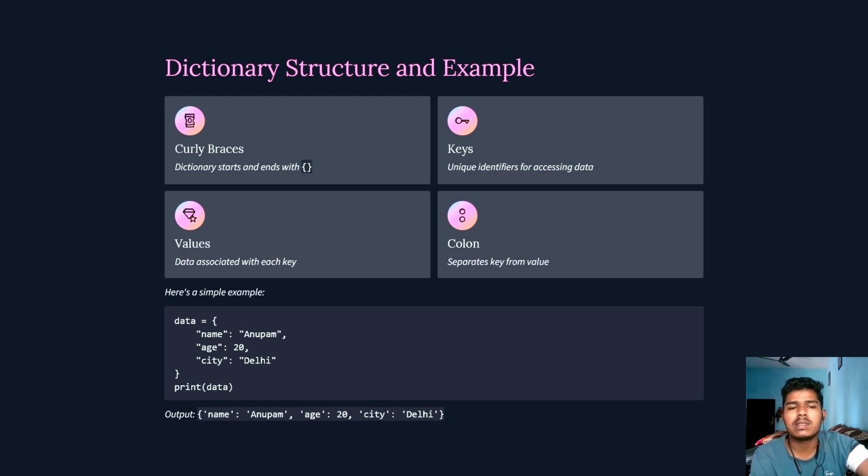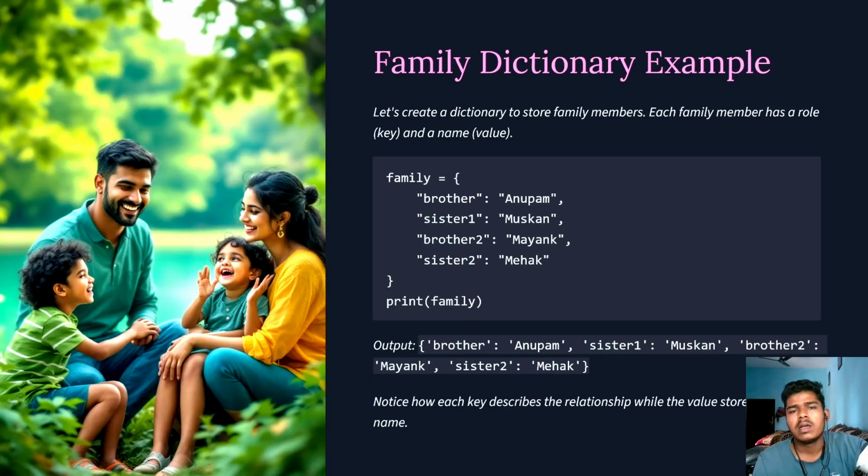And a simple example is like data is equal to curly braces, name is the key and the value is Anupam. Age is key and 20 is value. City is key and Delhi is value. Okay. So then we print, and we get output like name colon Anupam, age 20, city Delhi.